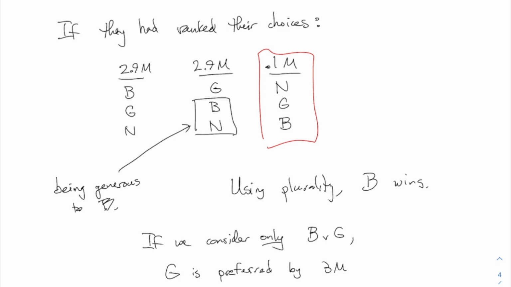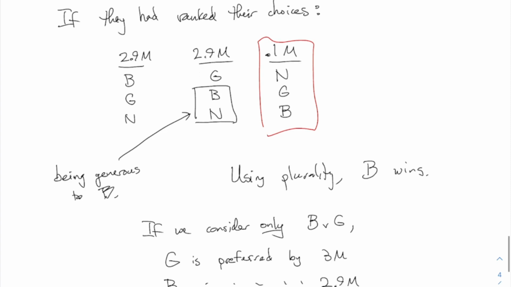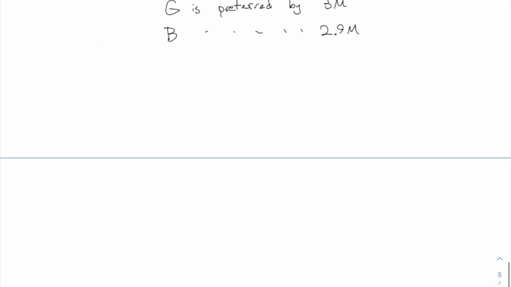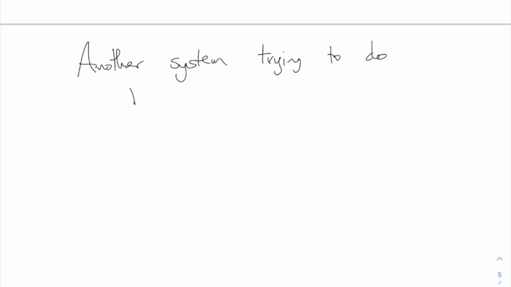So, what else are we going to do? There are some places in the world and some states in the United States where they have decided to move away from using the plurality system to avoid situations like this, where the plurality system seems to choose wrong winners. And I want to talk about another system that is trying to do better than plurality.